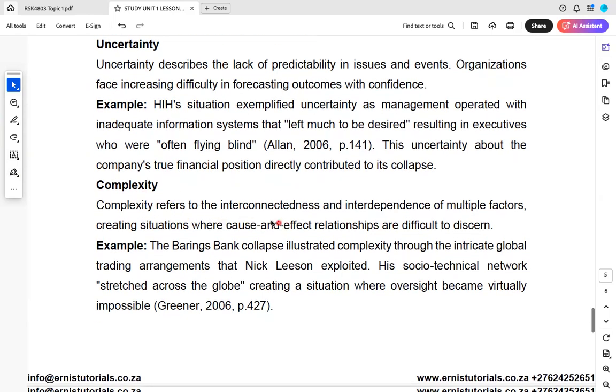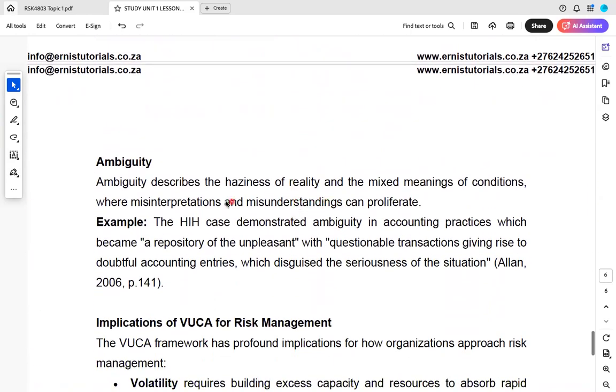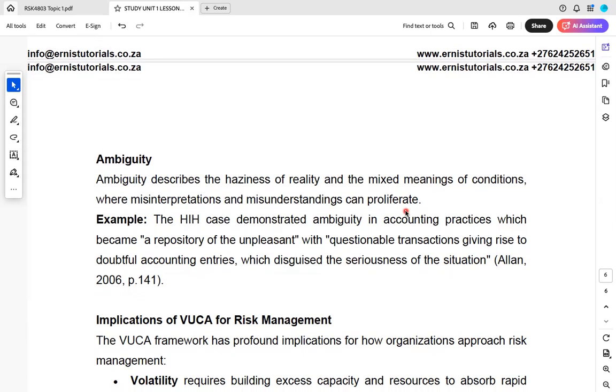The system was complex, it wasn't fully understood, but usually this refers to interconnectedness. Also, ambiguity is the final part of the VUCA. This describes the haziness of reality and mixed meanings of conditions where misinterpretations and misunderstandings can proliferate. So there's always some haziness with regards to information and what things are actually happening given what's actually being said.